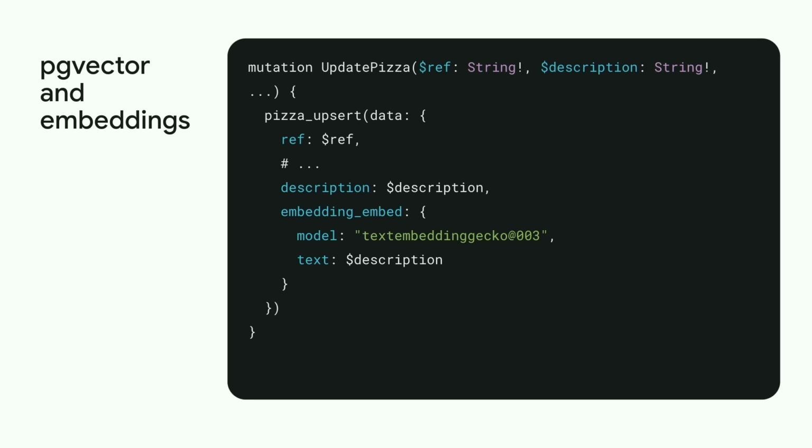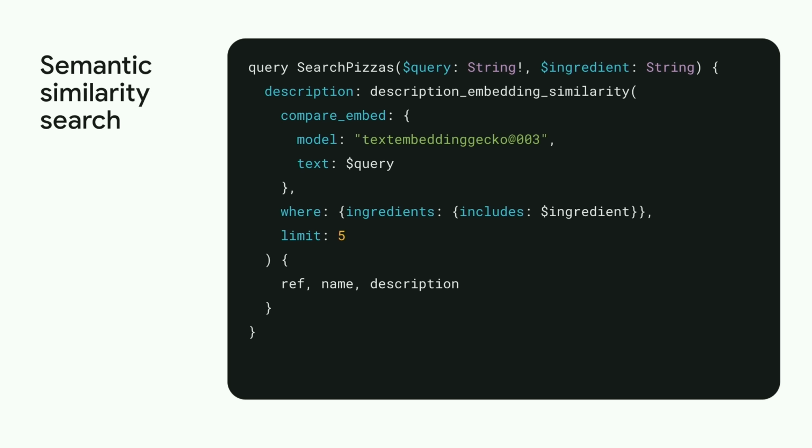Let's have a look at how we can actually search on these values. So here's a query to search pizzas. You get a query, which is what your user entered, and they can specify one ingredient that they really think must be in every pizza that they ever see. So we run something, and it's called description embedding similarity. Description is the field name we had earlier. We calculated the embedding, and now we're searching for similarity.